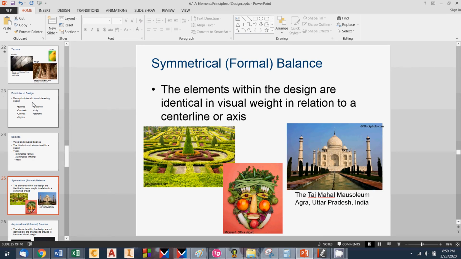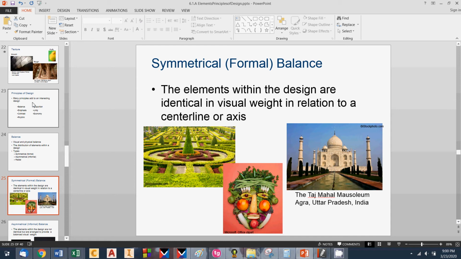So the first type of balance is what's called a symmetrical balance. Now, some people call this a formal balance. In this situation, what you have is a line of symmetry. And in all of these objects here, the line of symmetry runs vertically down the center of the image. And what you have is basically a mirror image on one side compared to the other side.